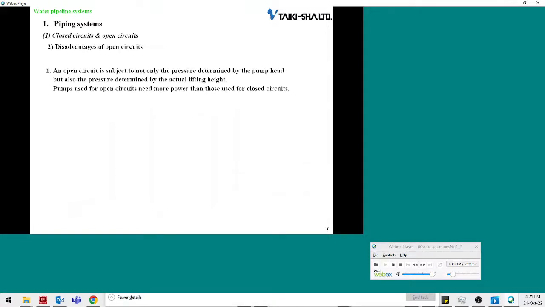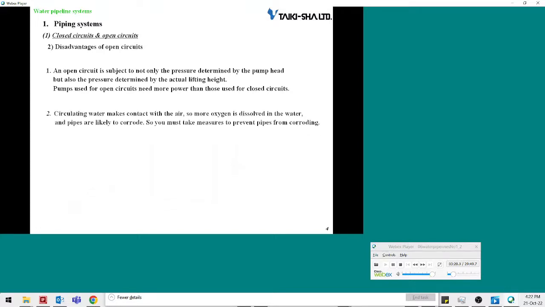1. An open circuit is subject to not only the pressure determined by the pump head but also the pressure determined by the actual lifting height. Pumps used for open circuits need more power than those used for closed circuits.